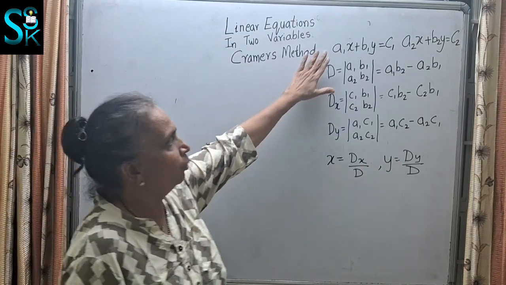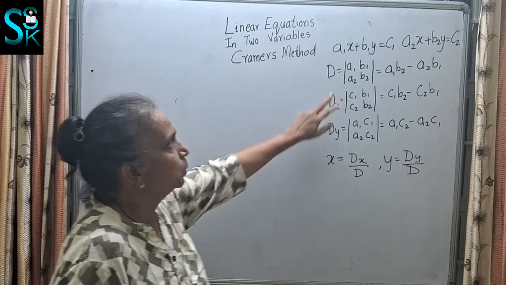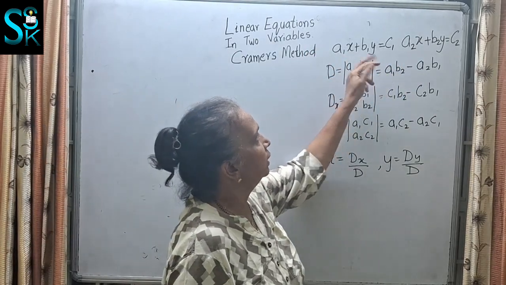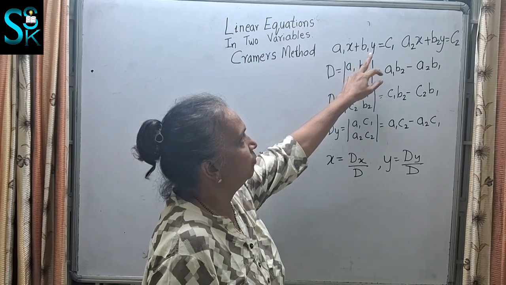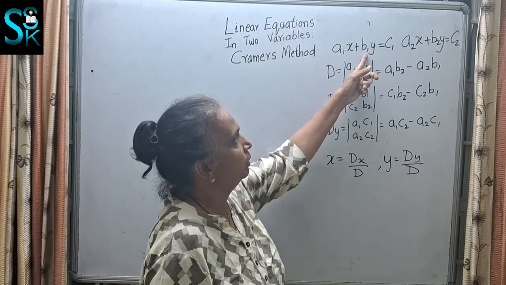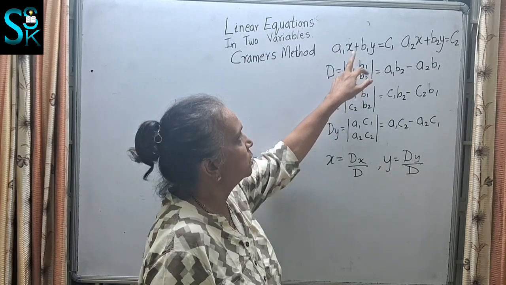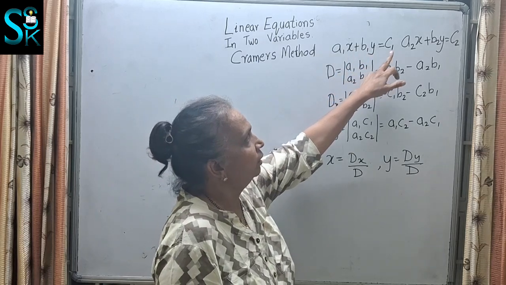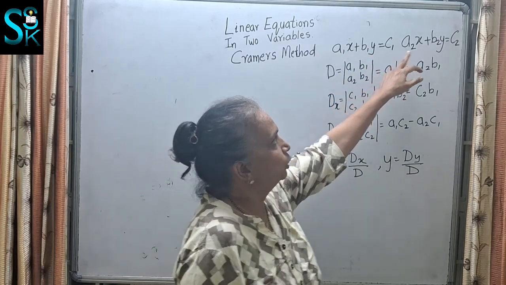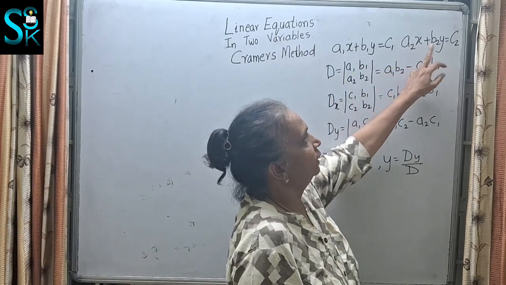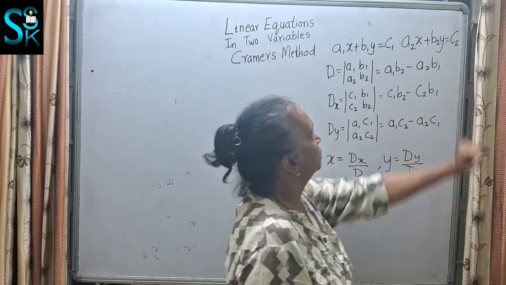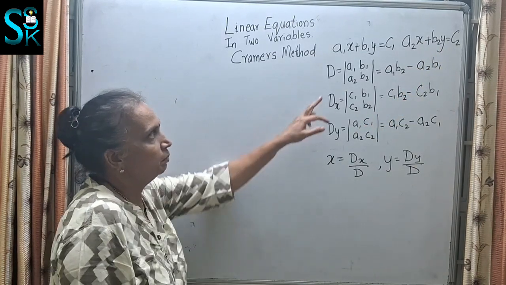To save time, I have already written here the two simultaneous equations, that is a1x + b1y = c1, where a1 and b1 are the coefficients and the variables are x and y, and a2x + b2y = c2, with a2, b2 as the coefficients of the x and y variables. Okay, we have seen determinants.